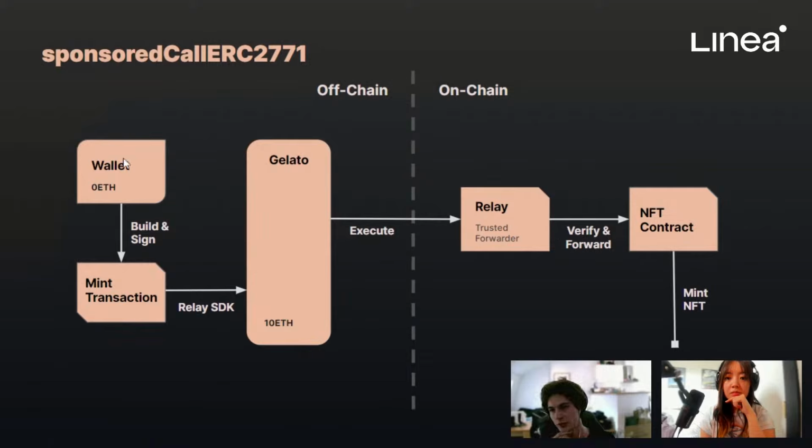So once we've extracted the original signer, which is the wallet here, the NFT contract has all this data now, so it has the original transaction. It also knows who signed the transaction itself, and now it can mint the NFT to the user's wallet. And yeah, that's pretty much it for the flow.